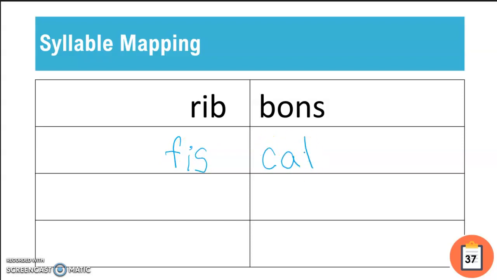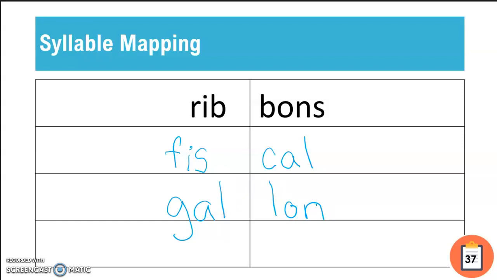Fiscal. Your next word is the word gallon. Gallon, like I have a gallon of milk. First syllable, gal, right? Gal. Remember, try to do it on your own first. Second syllable, lon, right? Lon. Check your spelling with mine. Gal, lon.